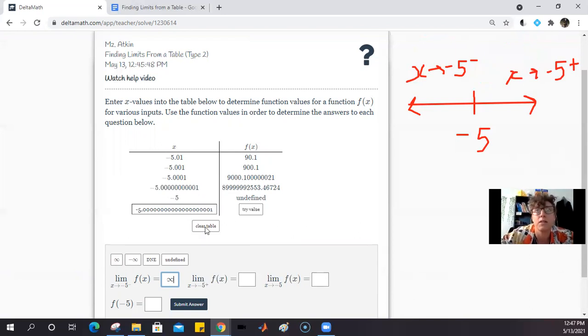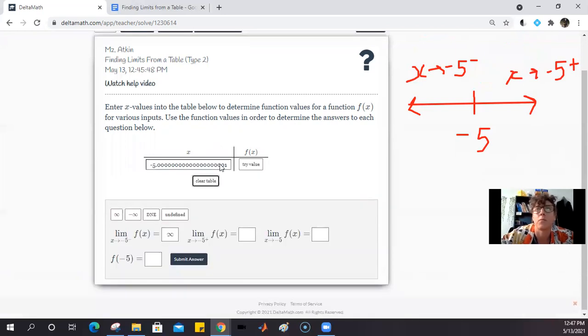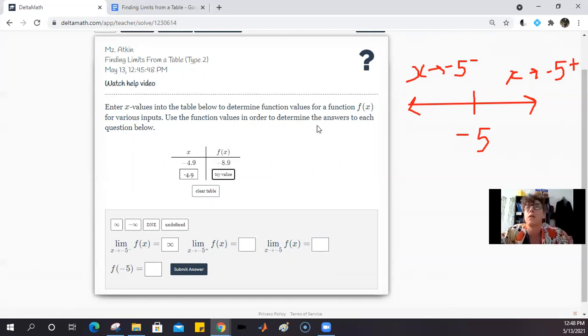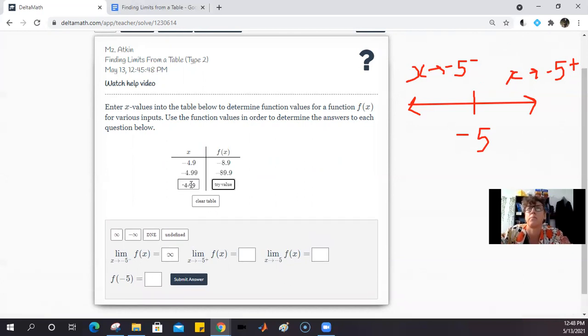Okay, interesting. Now let's look at what happens when we approach -5 from the right. So we want -4.9, close to -5, but a little bit more positive because we are coming from the right. -8.9. Interesting. Let's put another 9 in there. Oh, that's bigger negative by a factor of 10.